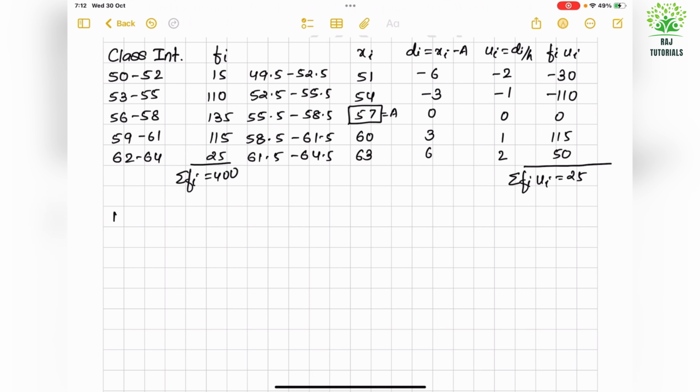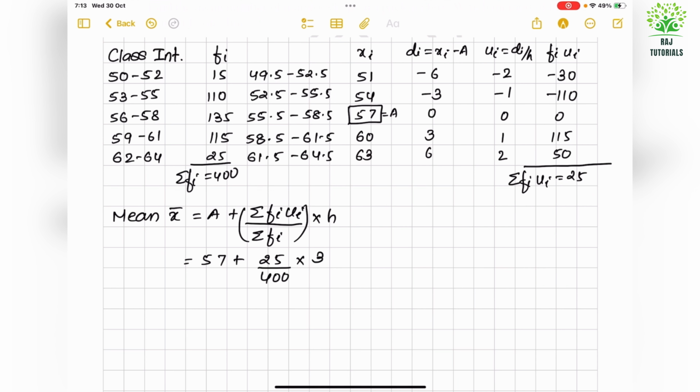Now the mean x bar will be a plus sigma fi ui upon sigma fi, into h. So a is 57 plus 25 upon 400 into 3. So 57 plus 3 divided by 16 will be equal to 57 plus 0.18, so that is 57.18. So the final answer is 57.